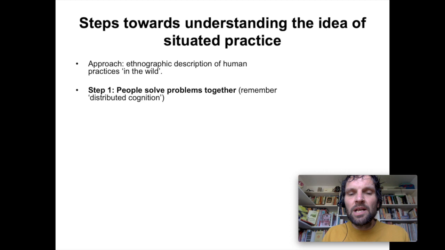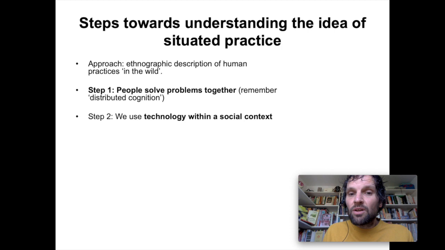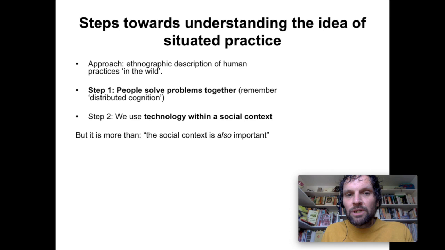And what we see there is that people very often solve problems together. So if you think about the people that work on a Navy ship, how is this ship being steered, navigated? Well, it's navigated as a whole system of people working together, almost like an anthill. Now, considering that people solve problems together, we use technology in a social context. So we're being social solving the problem together, and we use things, tools, maps, graphs, drawings, measurement instruments, what have you. But it is more than just saying that when you use a technology, the social context is important. It's more than that.